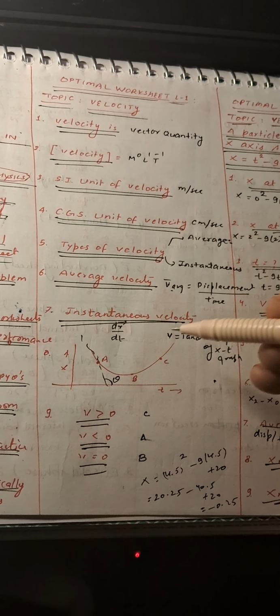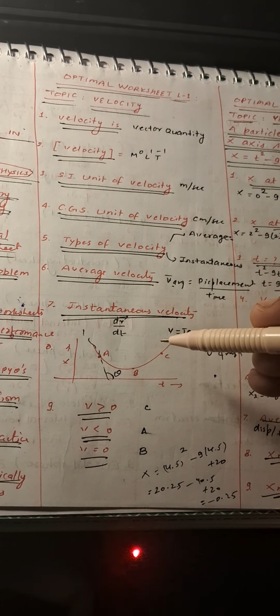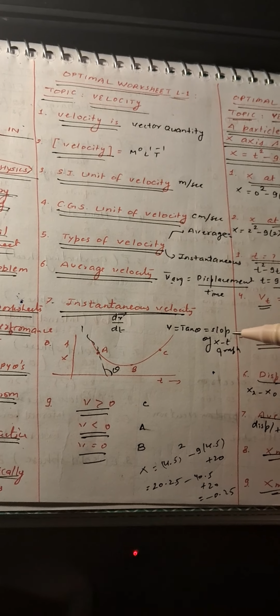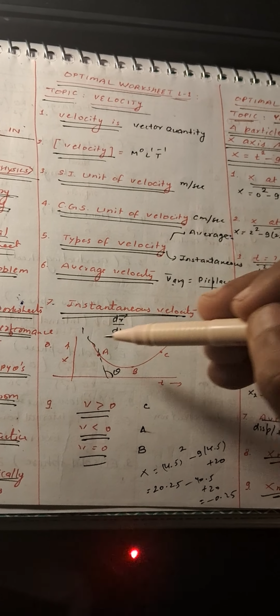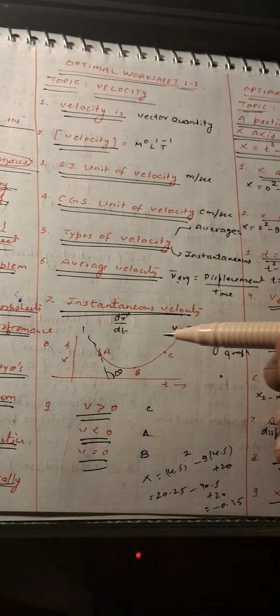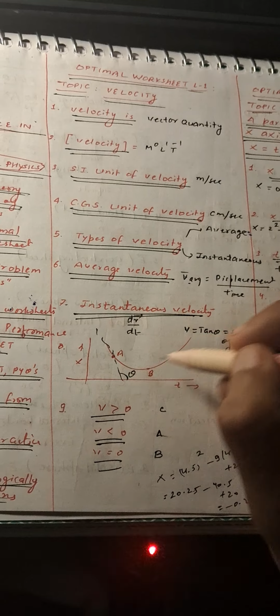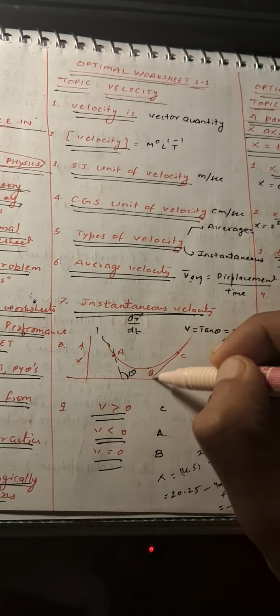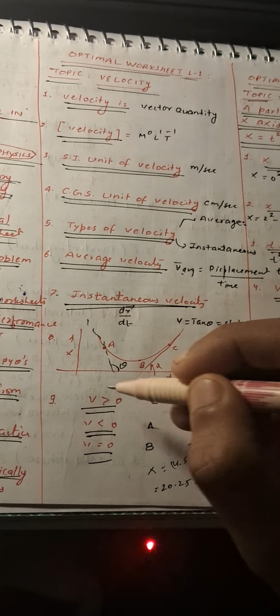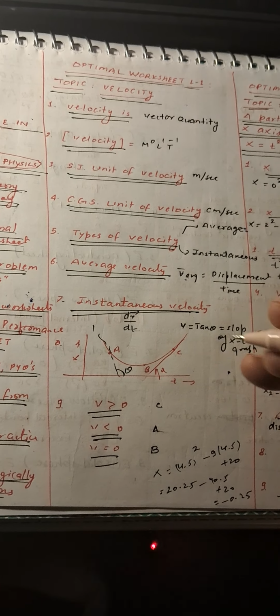In the next question we are given a graph. In the graph we must know that velocity is tan theta, which is the slope of the x-t graph. If we are given 3 points, then v is equal to tan theta. Next question: velocity is positive. Velocity is positive where the angle is acute. You can see that at this point the angle will be acute, so velocity will be positive at point C.